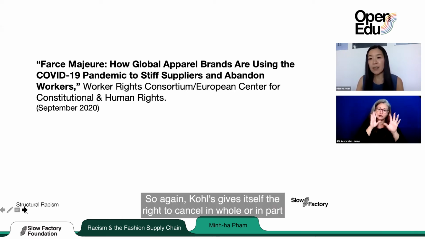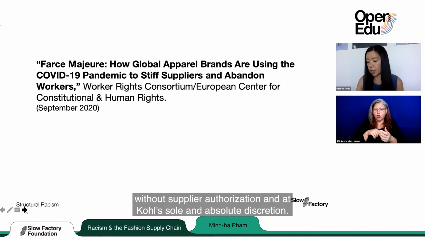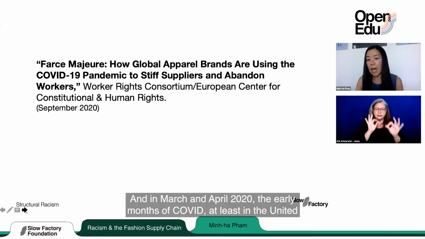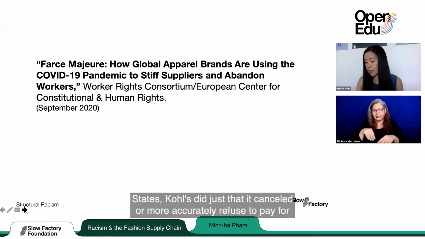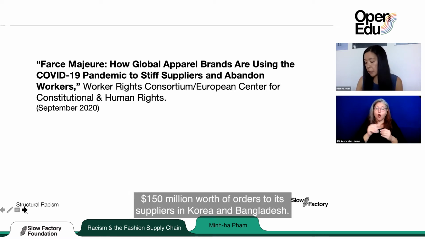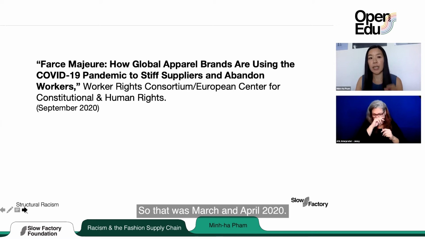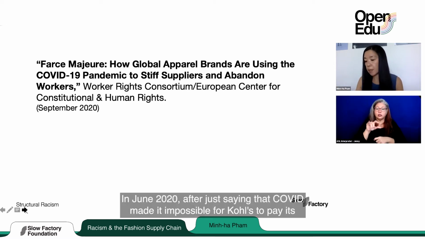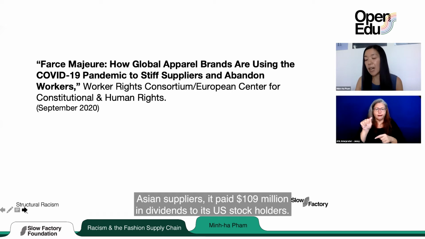So again, Kohls gives itself the right to cancel in whole or in part, without supplier authorization and at Kohls' sole and absolute discretion. And in March and April 2020, the early months of COVID, at least in the United States, Kohls did just that. It canceled, or more accurately, refused to pay for $150 million worth of orders to its suppliers in Korea and Bangladesh. So that was March and April 2020. In June 2020, after just saying that COVID made it impossible for Kohls to pay its Asian suppliers, it paid $109 million in dividends to its US stockholders.